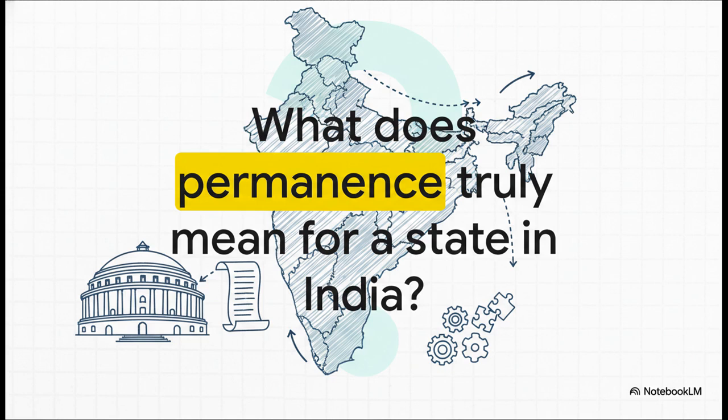The map of India isn't some static, dusty document. It's a living thing, always subject to change by a simple act of Parliament. And that leaves us with a pretty deep question. In an indestructible union made of truly destructible states, what does the word permanent even mean?